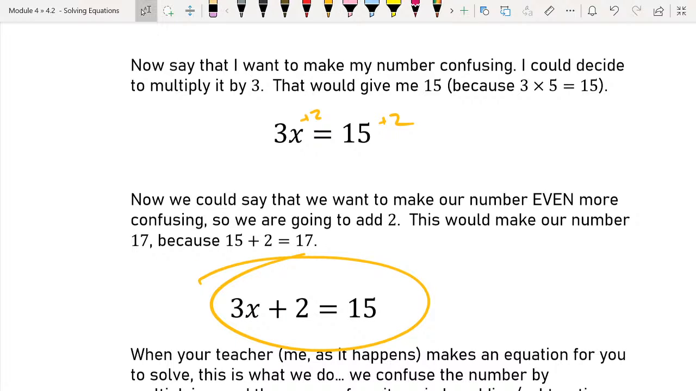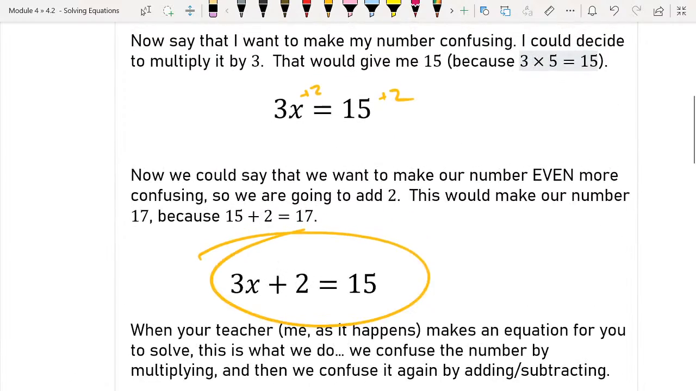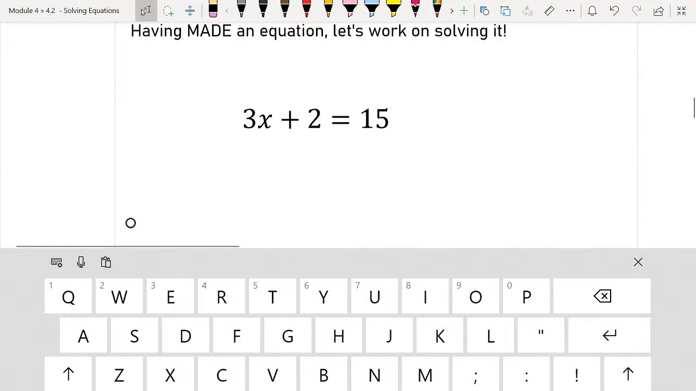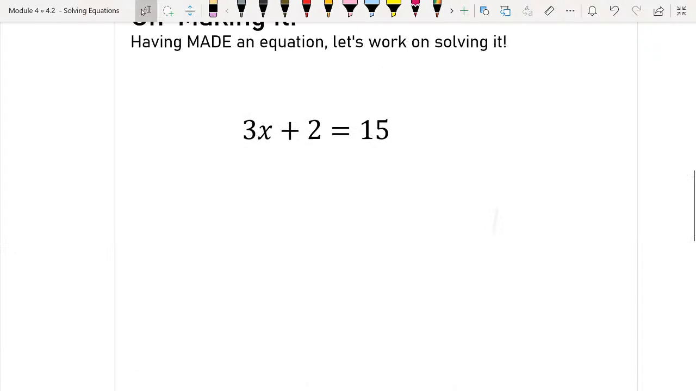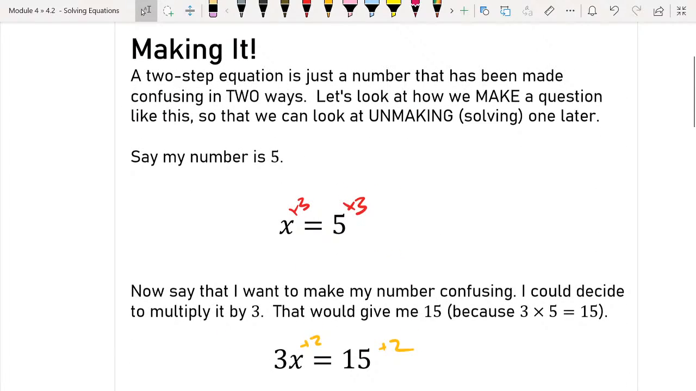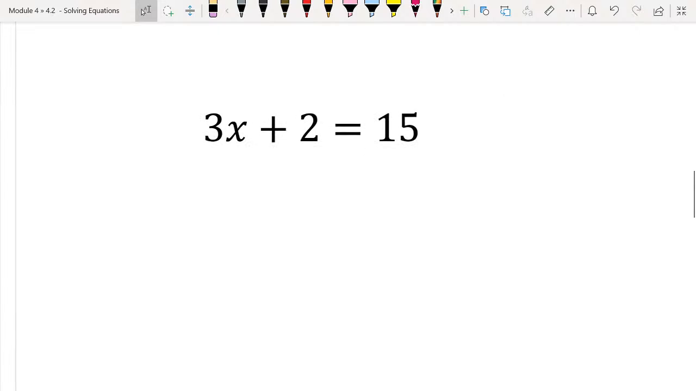So now, let's talk about what that looks like on the other side. How do we solve this? How do we unconfuse it? How do we unmake this question? And the answer is just one step at a time. You have 2 things to undo. First, we multiplied, then we added. And when we go to undo that, we're going to work backwards. So first, we're going to deal with that. Then we're going to deal with this. Always take care of your adding and subtracting first, then take care of your dividing, and you'll be fine.